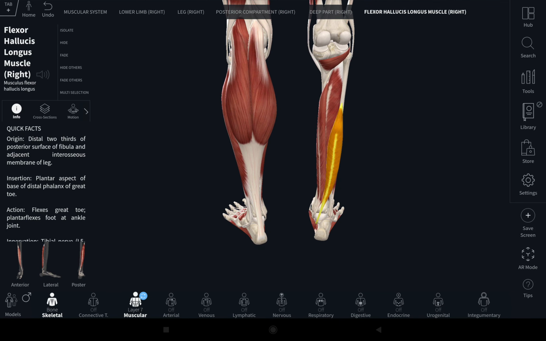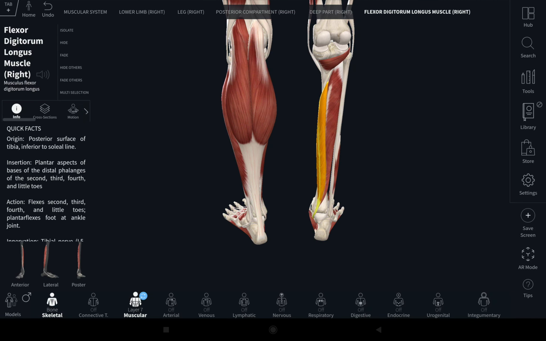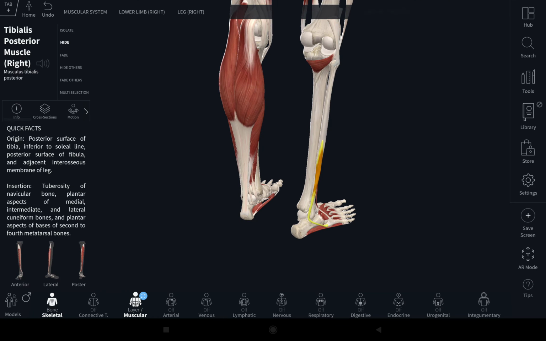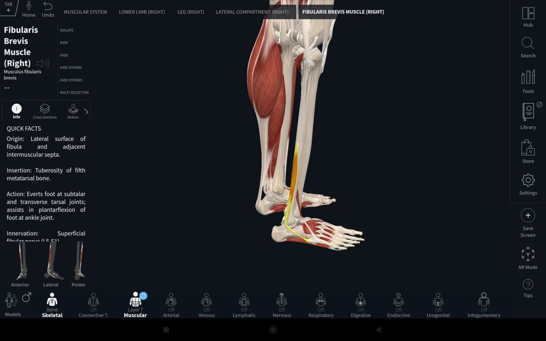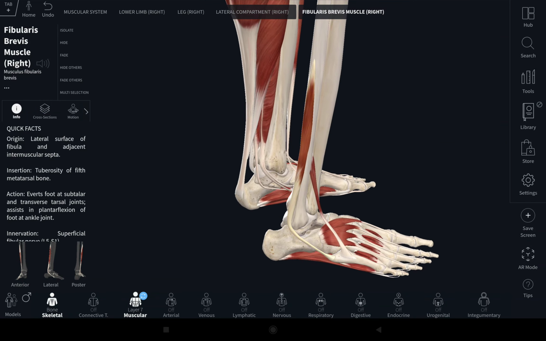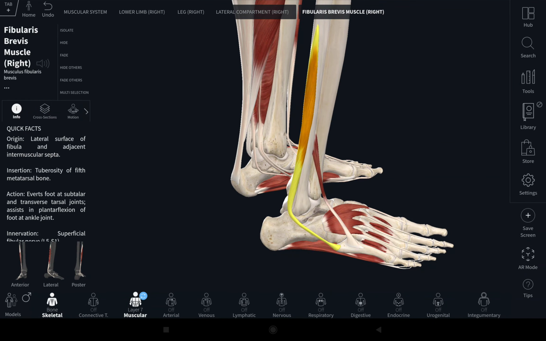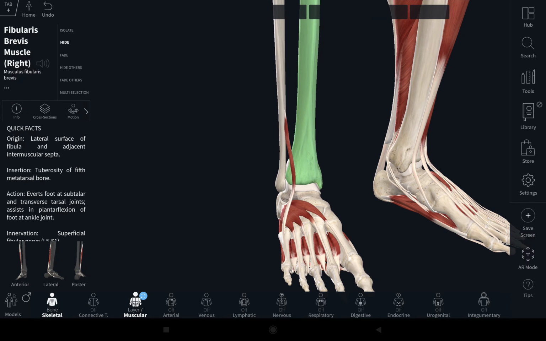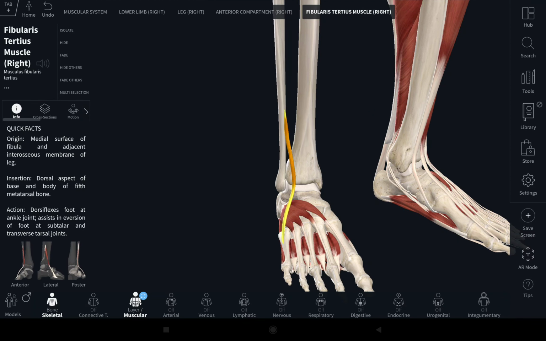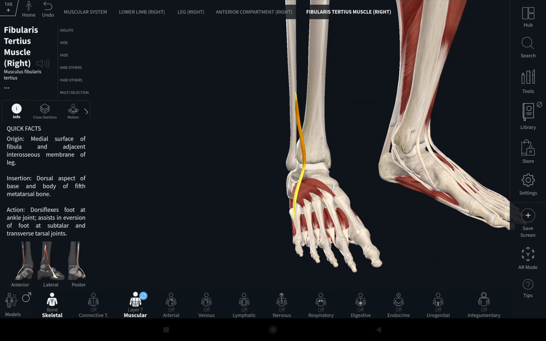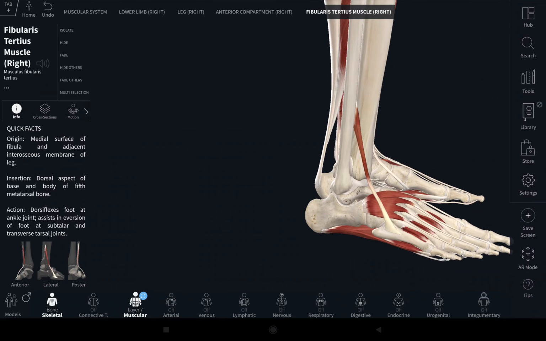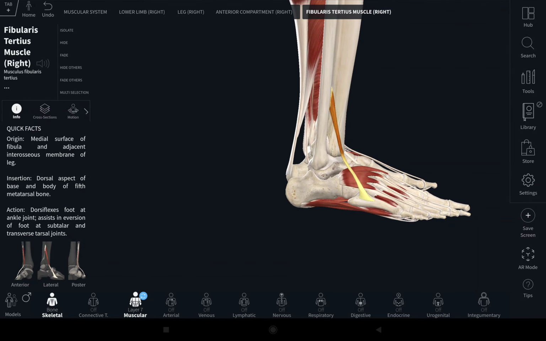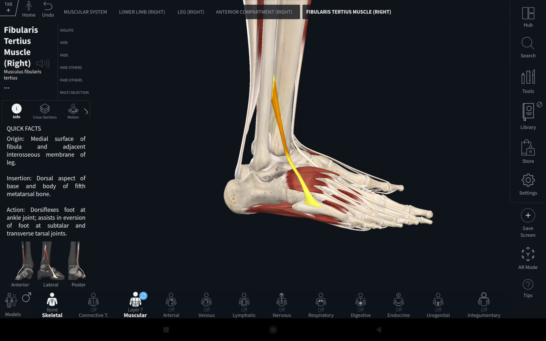If we remove them one by one, lateral to the flexor hallucis longus muscle, there is the fibularis brevis muscle. Look carefully. We remove the fibularis brevis muscle. Here we see a muscle. This is the fibularis tertius muscle or peroneus tertius muscle. We remove the peroneus tertius muscle.